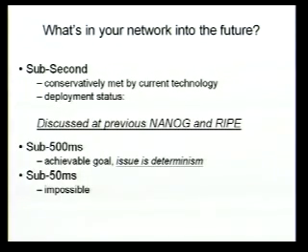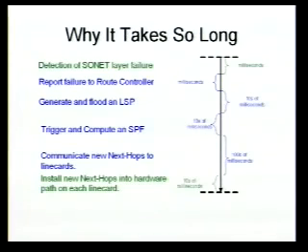Also in your network today, I'm going to show you very quickly that sub 50 millisecond in IP networks is basically impossible the way we've engineered and designed these protocols. So why does convergence take so long?